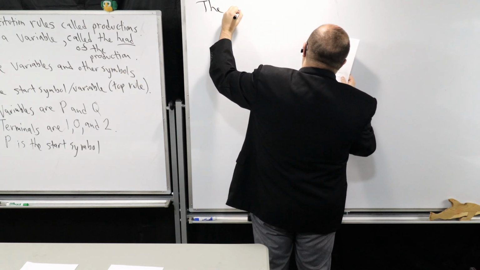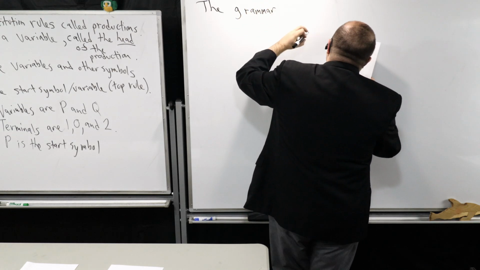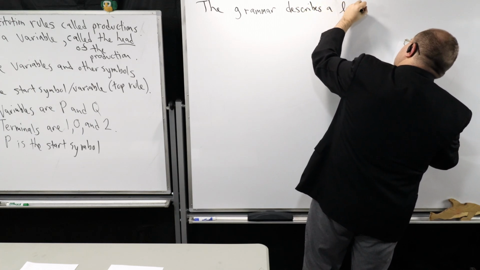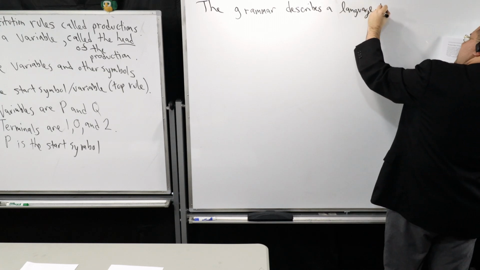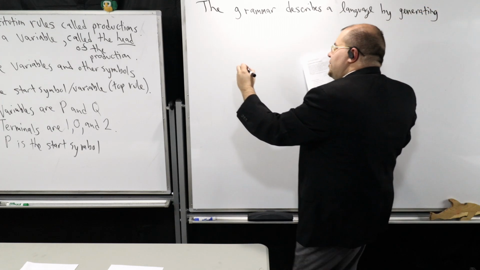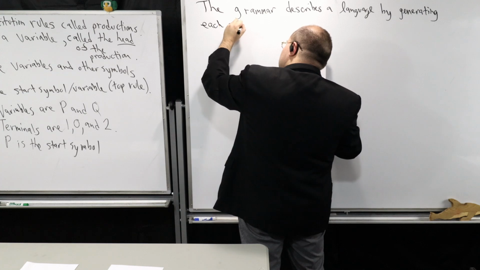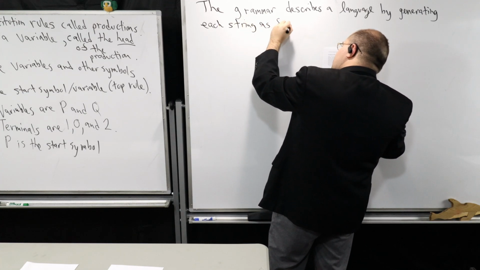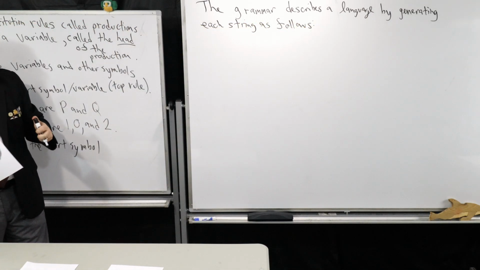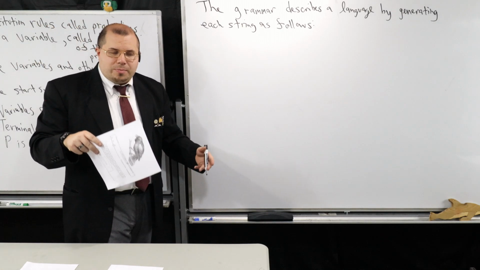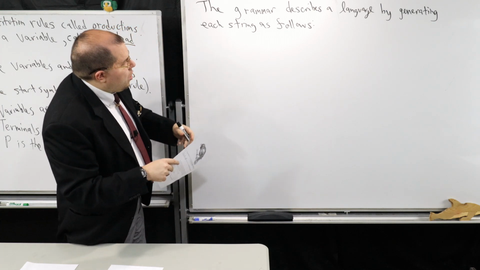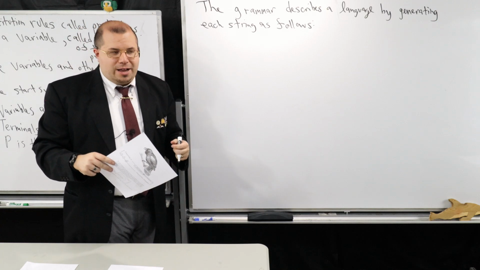The grammar describes a language by generating each string as follows. I'm going to give you a series of steps, and this is how we're going to generate a string. Notice that I'm going to have a bunch of rules, and the production rules are used for me to generate a string. All possible strings that I could generate form the language.